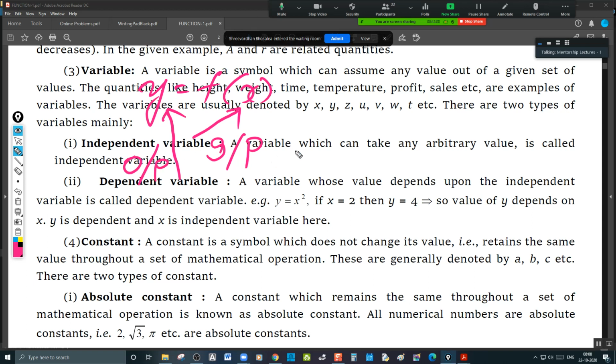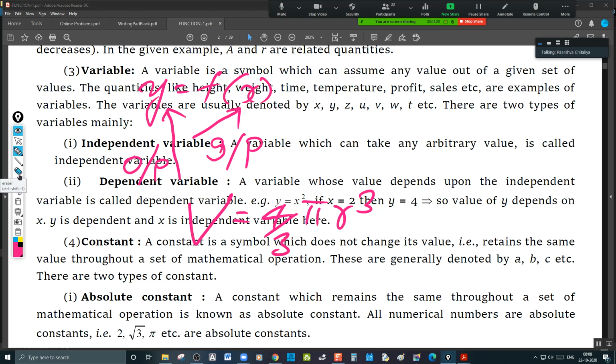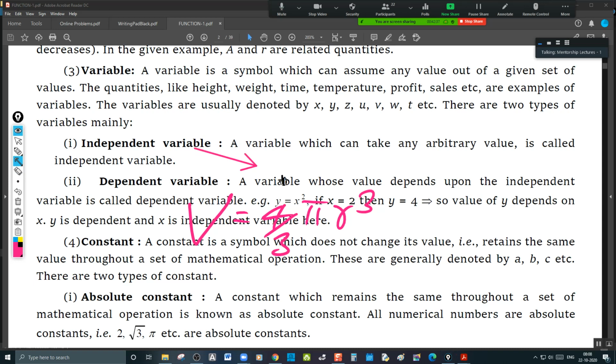For example, if you take the volume of a sphere, volume of a sphere is 4/3 pi r cube. And do you tell me which is independent variable and which is dependent variable in this case? Dependent is volume, independent is radius. Very good. So radius is independent, please. And dependent is volume. Like this it goes practically in the problems. You must understand like that.